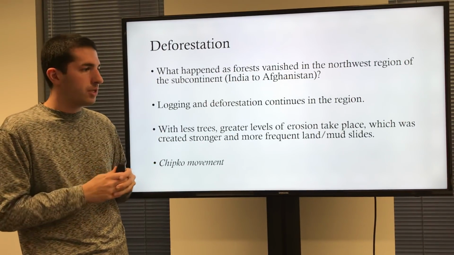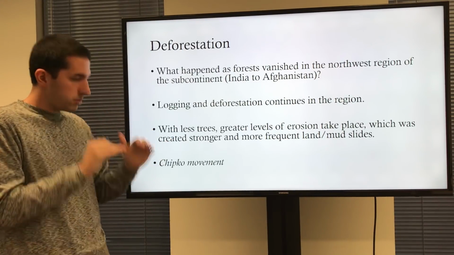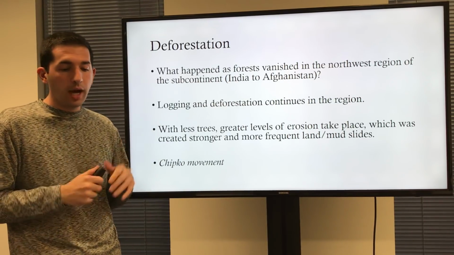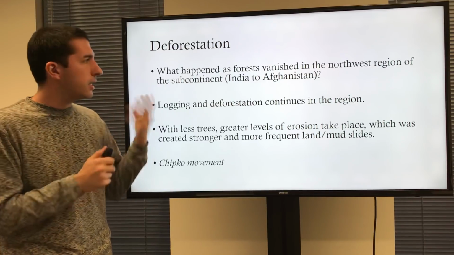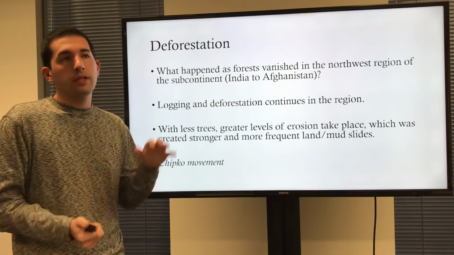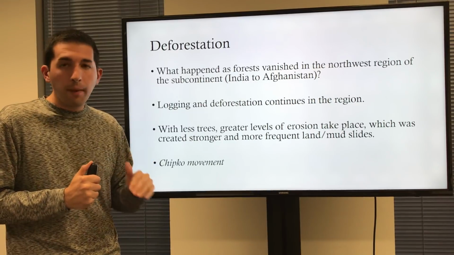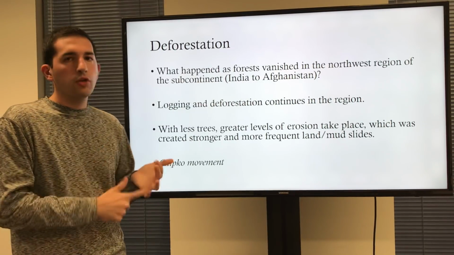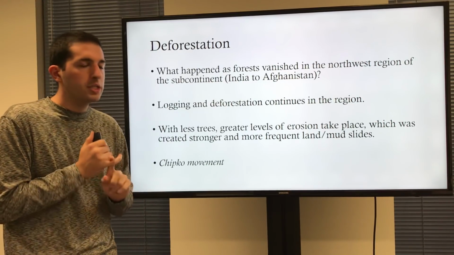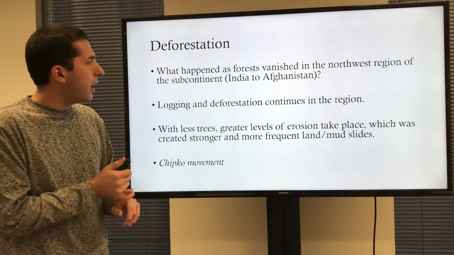Deforestation. Now we remember deforestation. I don't know why I said it with excitement. It's not a good topic. But deforestation: what happened as forests vanished in the northwest region of South Asia, from India to Afghanistan? Well, it's become increasingly drier, and that affects a lot of ecological properties of the land. It's increased soil erosion, of course. It's become a drier region, more inhospitable to live in and to grow in, in terms of agriculture.